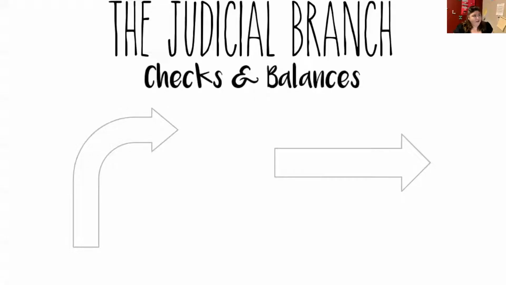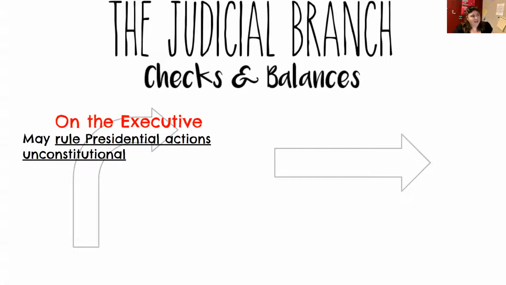Looking right here, the judicial branch on the executive side can do this. They may rule presidential actions unconstitutional. Basically what that means is, if a president is impeached, it's the judicial branch's job to decide whether the president was unconstitutional. If you remember, we saw that the legislative branch can impeach the president, but just because he's impeached doesn't mean he's out of office. It's the judicial branch that decides whether he was unconstitutional or not. So you see how the judicial branch limits the executive branch in that sense.